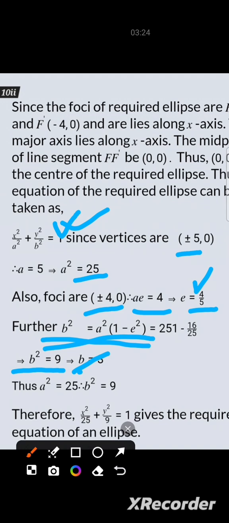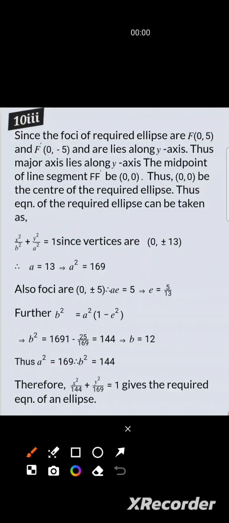Now what we need to do is substitute the values of a square and b square in this equation: x square by a square plus y square by b square is equal to 1. So the required equation of the ellipse is x square by 25 plus y square by 9 is equal to 1. Now come to sum number 10 part 3.